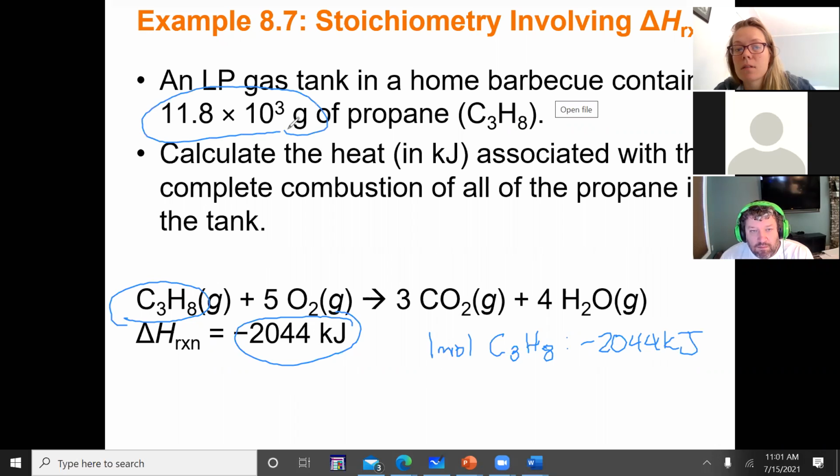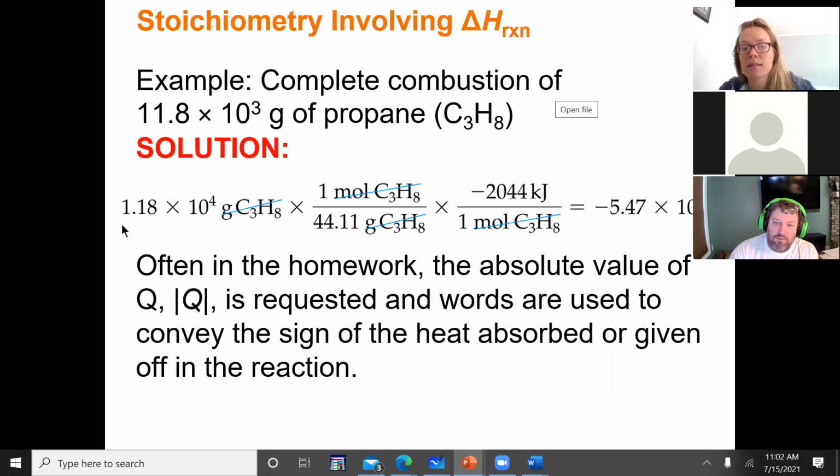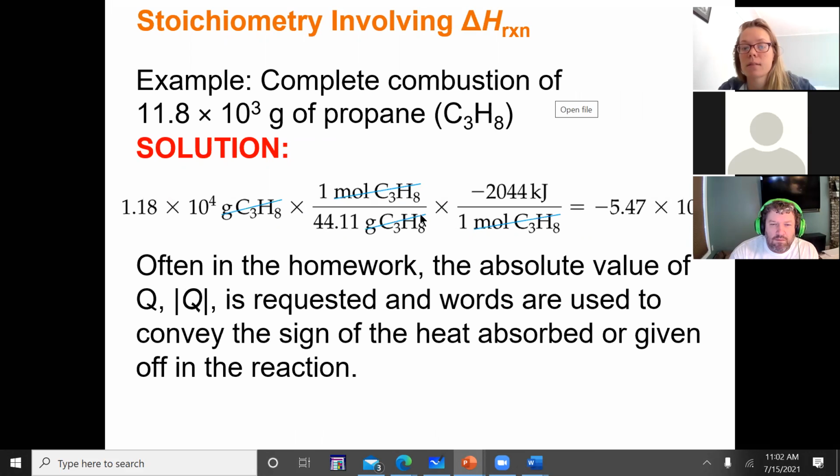We're given grams. So I need to first convert grams into moles, and then moles can get converted into energy. We're hopping 2 hops. So let's look at how they've got it set up here. You have your grams of propane, the 11.8 times 10 to the 3rd. We use the molar mass of propane to get it into moles, and then we use that ratio of 1 mole for that much energy to get it into kilojoules. It'll look something like this. Our initial value, divided by the molar mass, times the energy relationship. And we end up with negative 5.47 times 10 to the 5th kilojoules.